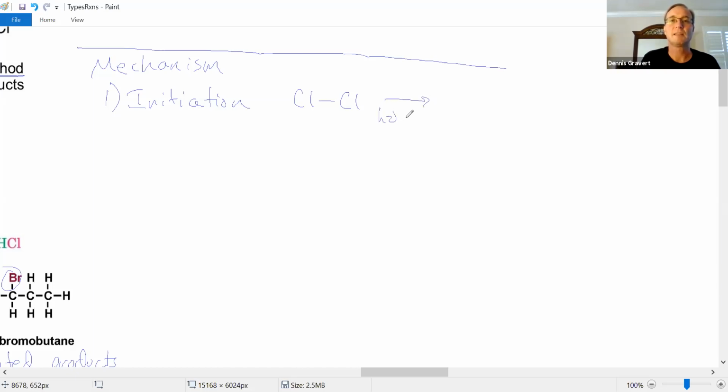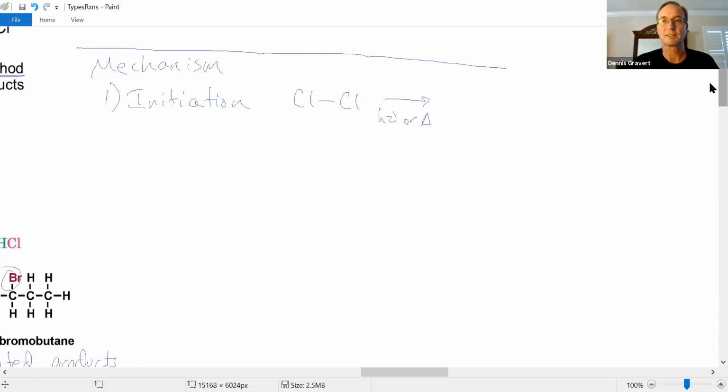So heat or light, sorry, that's light or heat. That extra energy from the photons, the light, or the extra energy from thermal energy, heating it up, is going to help break some of the chlorine molecules.